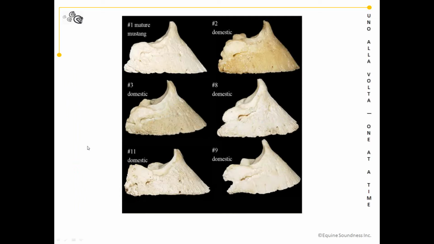This is another picture from Cheryl Henderson. She has made quite some different studies about the coffin bone, and so what you have here on the top is a mature Mustang, and it's not said if these are fronts or backs, and measuring them you really have to look at a lot of other parameters to get it right. Is this a front or a back? But what you see here is that this is a very dense bone altogether.